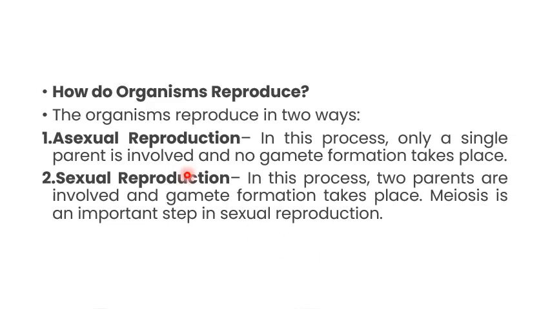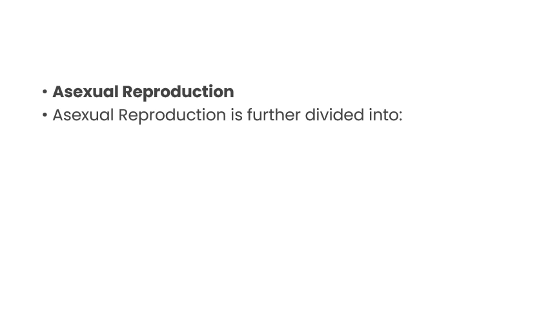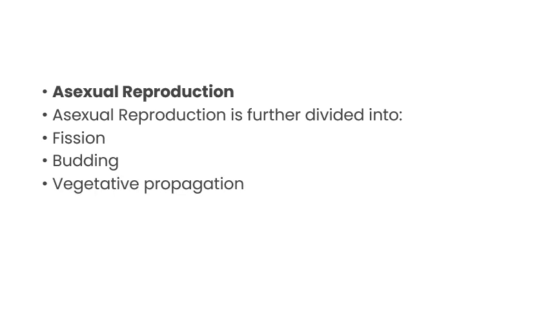So let us move on to the next slide now. Now let us discuss asexual reproduction. There are different types of asexual reproduction. The first one is fission, the second one is budding, and the third one is vegetative propagation, which is followed by regeneration and spore formation. These are the different types of asexual reproduction. We're going to study them in detail one by one. So let us move on to the next slide.